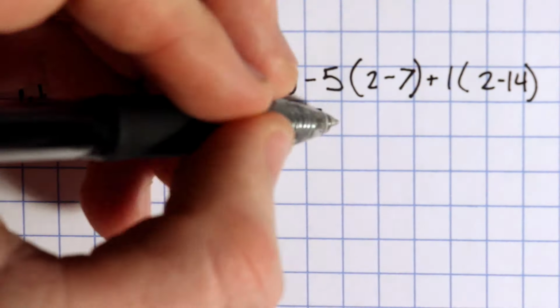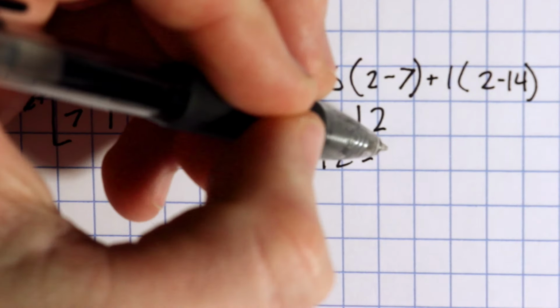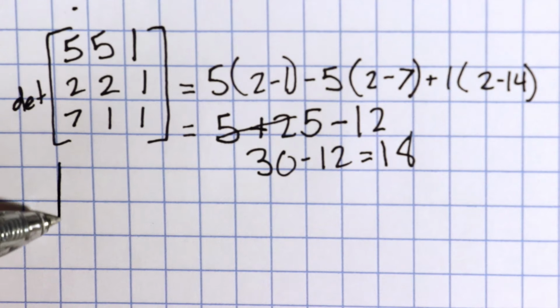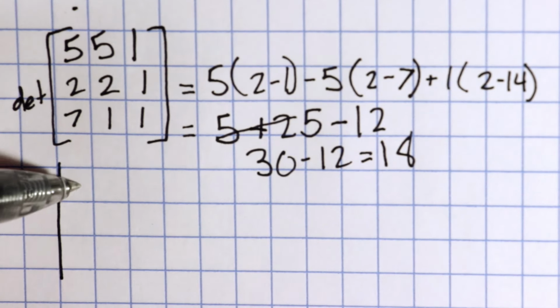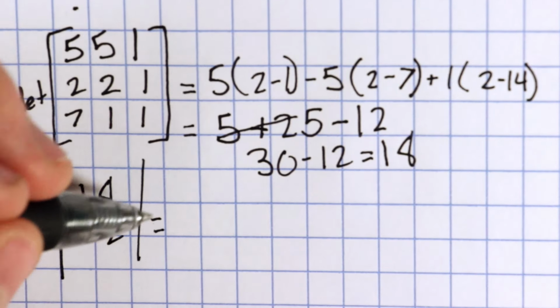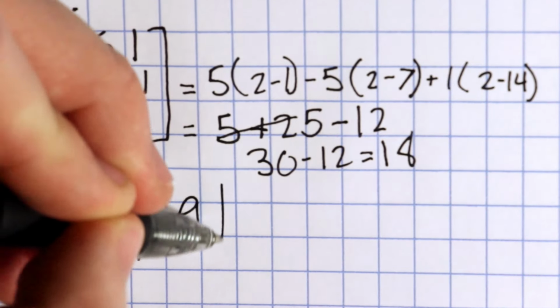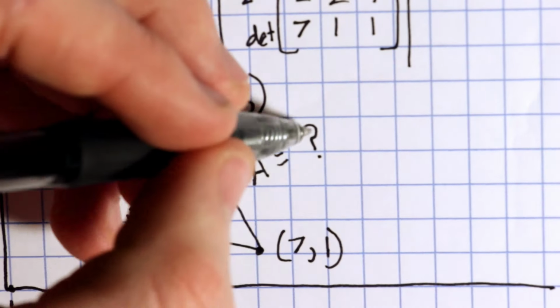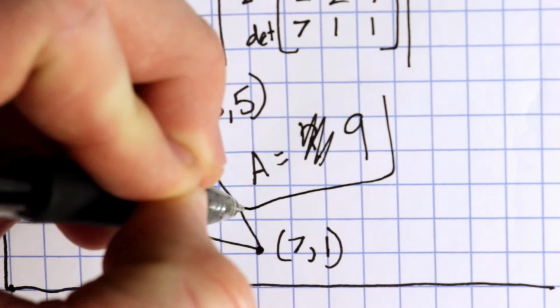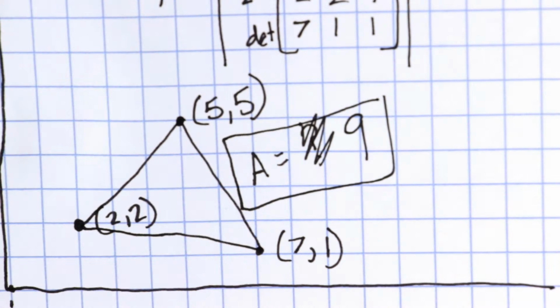The determinant of this 3x3 matrix is 18. 18 divided by 2 is 9, and of course the absolute value of 9 is 9. Therefore the area of this triangle is 9 units squared. We can test this method by finding the area of a simpler triangle.